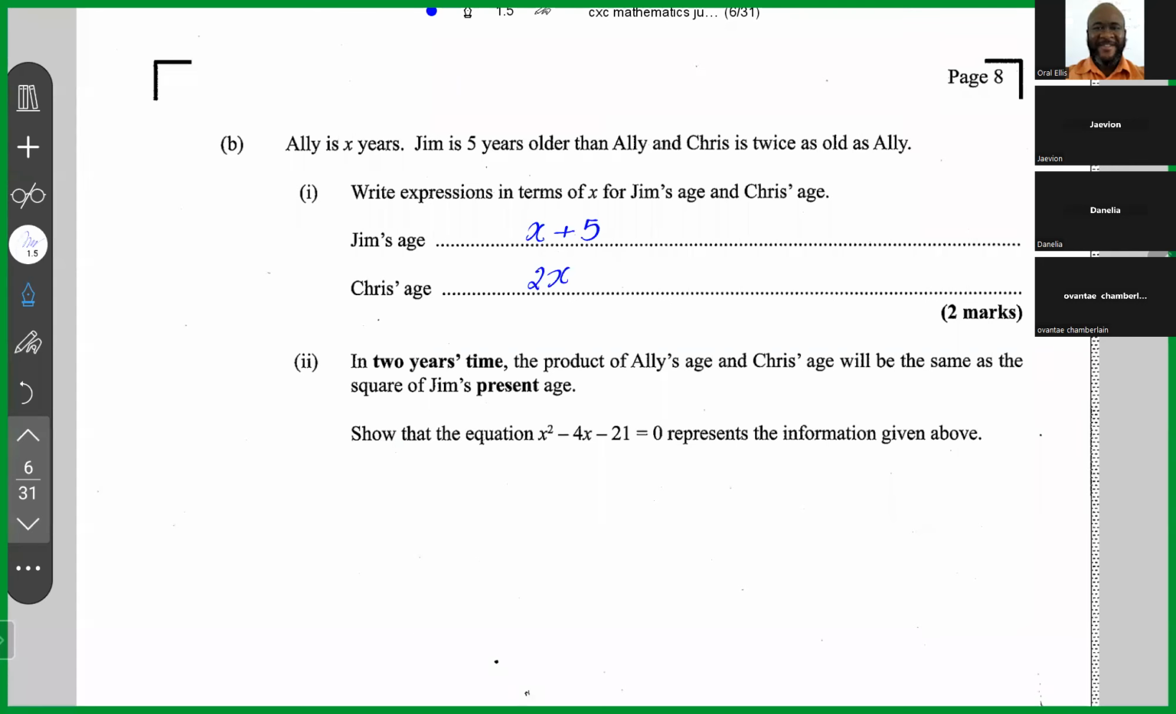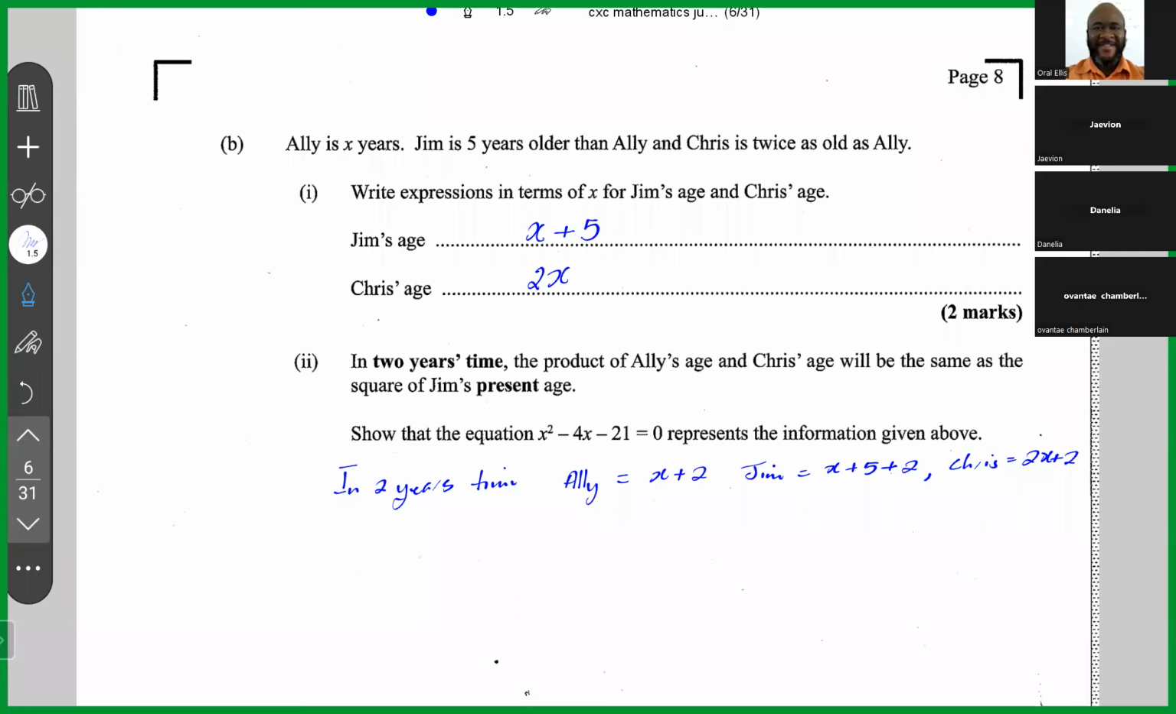Now, in 2 years' time, the product of Ali's age and Chris's age. So in 2 years' time, Ali would be x plus 2, she'd be 2 years older. Jim would be x plus 5, what he is now, plus 2, which would make it x plus 7. And Chris would be 2x, that's how old she is now, plus 2. So this is everybody's age in 2 years' time. Ali would be x plus 2, Jim would be x plus 7, and Chris would be 2x plus 2.